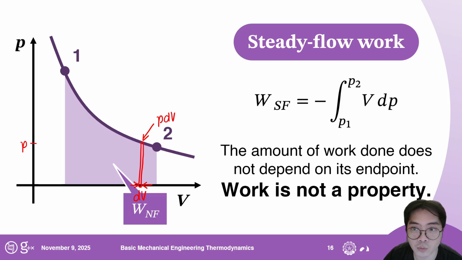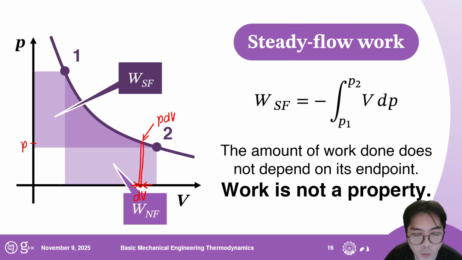Now, I will ask you all, where is this work steady flow? The work steady flow, because it's now VDP, will now be the area to the right of the P-axis, this thing. That is now your work steady flow. Notice that you can break this down into little tiny rectangles, and the widths of these rectangles are little tiny slices of P, dP. And then what is the length of this? That is your volume, whatever volume the substance is currently in.